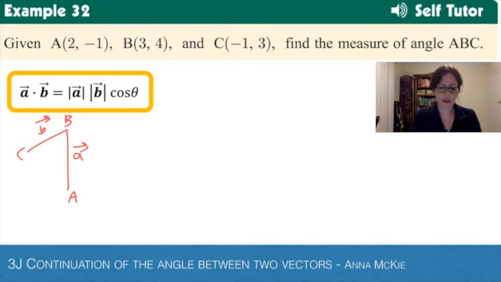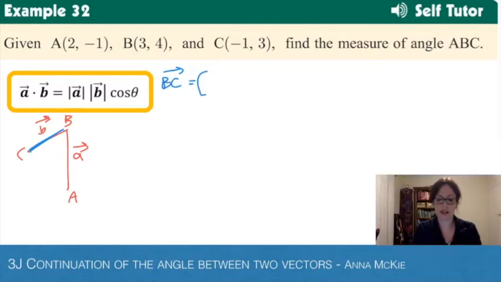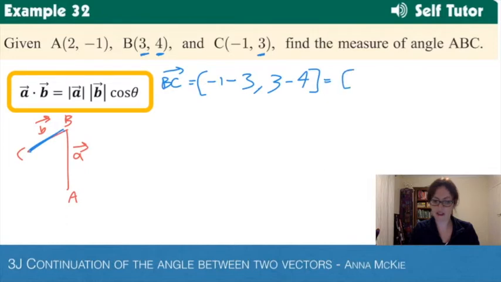So first of all, for vector B there, we're going to need to know what it is. We need to use the coordinates of C and B. So you take the first component of C, the negative one, and you subtract off the first component of B, the 3 here, then subtract off the 4 from B, and that's going to give us the vector -4, -1.